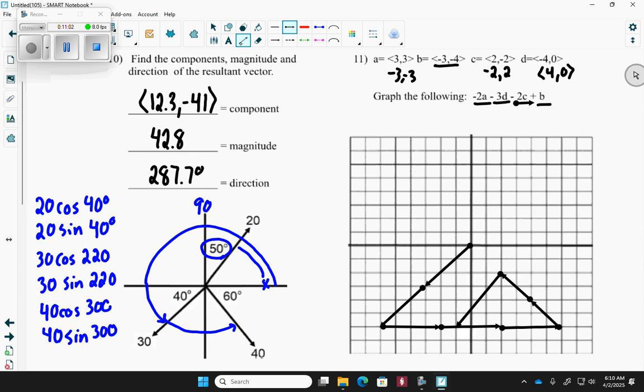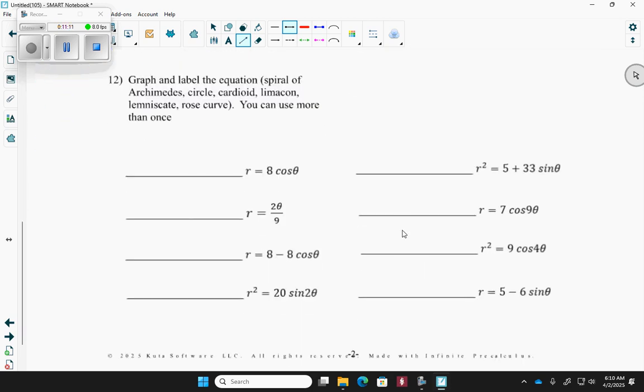All right, so that's what I believe it should look like. Hopefully I didn't make a mistake. I'm doing this very, very fast. All right. Now, graph and label the equation. So for this one, please make sure that you are using Desmos.